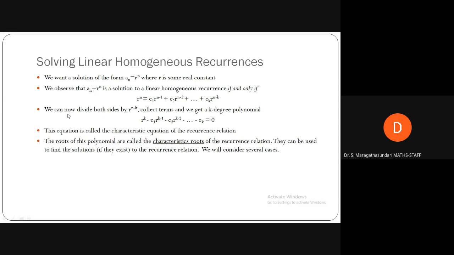Next step, we divide both sides by r^(n-k), collect the terms, and we get a degree k polynomial like this. This equation is called the characteristic equation of the recurrence relation. The first step is to frame the characteristic equation. When you frame a characteristic equation, it is nothing but a polynomial, is it not? So just solve this one. We will be getting the roots of this polynomial. The roots of this polynomial are the characteristic roots of the recurrence relation. These roots can be used to find the solutions to the recurrence relation.